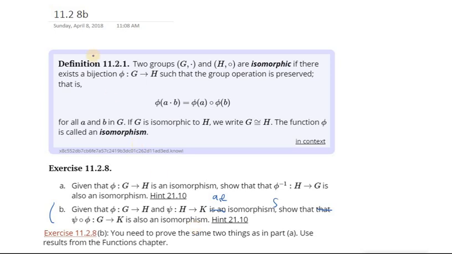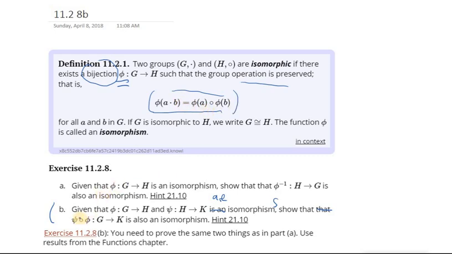Now, what's an isomorphism? That's from this definition right up here. Two groups, G and H, are isomorphic if there exists a bijection, G to H, such that the group operation is preserved. Okay, so we have this equation. We have two facts here in this definition. First fact is bijection. Second fact is this equation must hold. So in this problem, we know that phi and psi are isomorphisms, so they're both bijections, and this equation holds for both of them. It holds for phi, it also holds for psi.